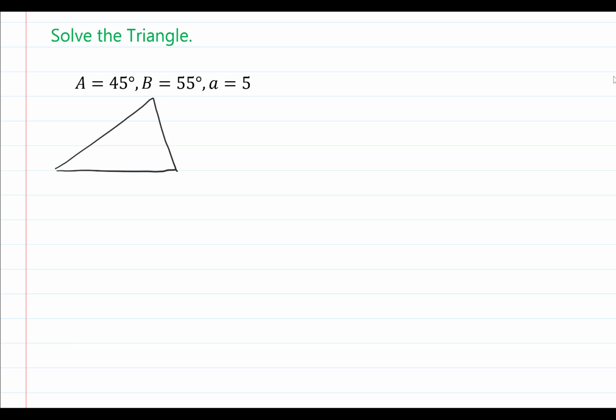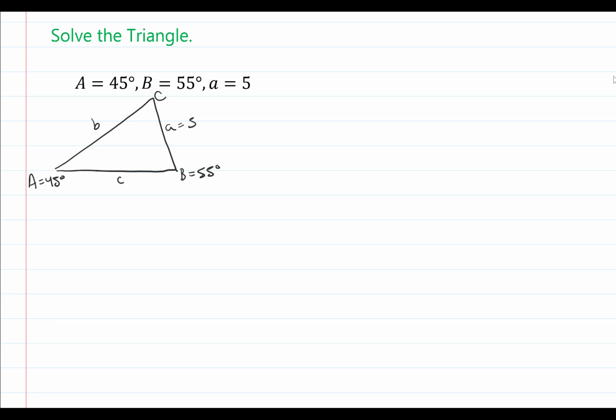It's just to illustrate that information, what we need, and that information, what we have. So let's call the bottom left-hand vertex of this triangle angle A, which is 45 degrees. That means side A needs to be opposite that angle, which is 5 units. Let's call the bottom right-hand vertex angle B, which is 55 degrees. That means the side opposite it would be side B, and that is unknown. The third and unknown angle is angle C, and the side opposite angle C would be side C.